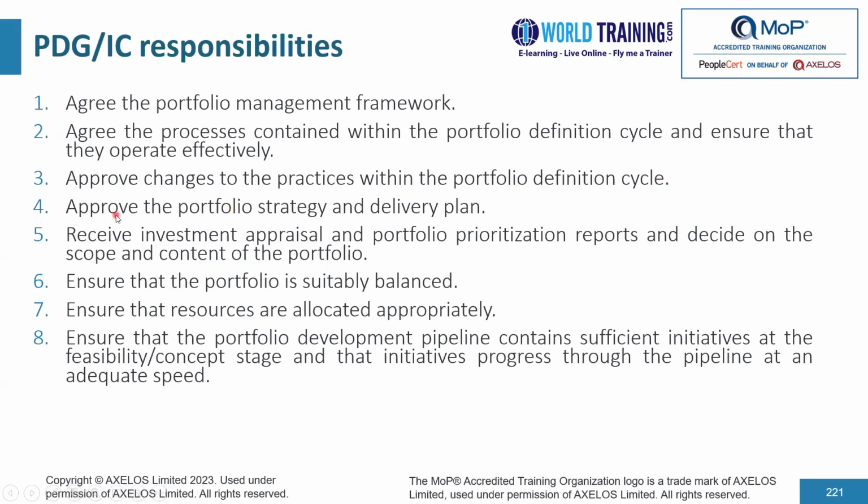The portfolio direction group approves the portfolio strategy and the delivery plan, which are the two key outputs of the definition cycle. They receive investment appraisal and portfolio prioritization reports and decide on the scope and content of the portfolio. They ensure that the portfolio is suitably balanced and that resources are allocated appropriately. And finally, the group ensures that the portfolio development pipeline contains sufficient initiatives at the feasibility/concept stage, and that initiatives progress through the pipeline at an adequate speed.